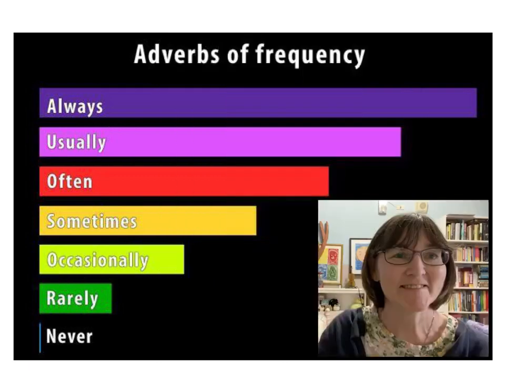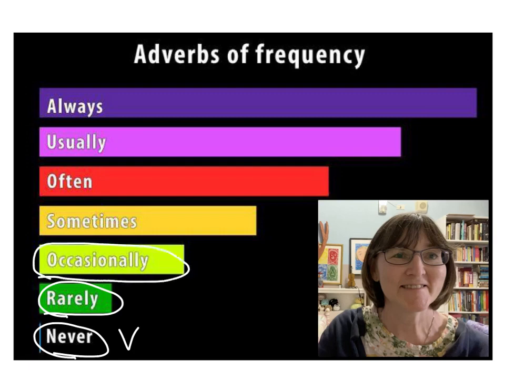Now we are going to read these adverbs of frequency. The first one at the bottom is never, never. You can see the V, the voice box is on, never. Rarely, rarely. Occasionally, occasionally, occasionally.